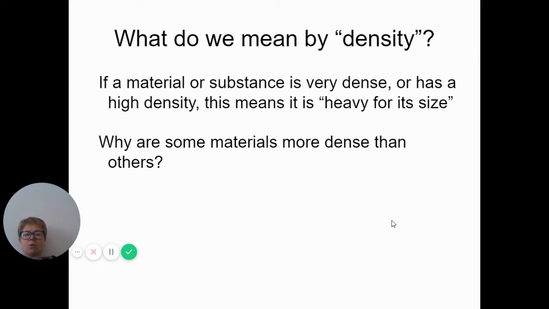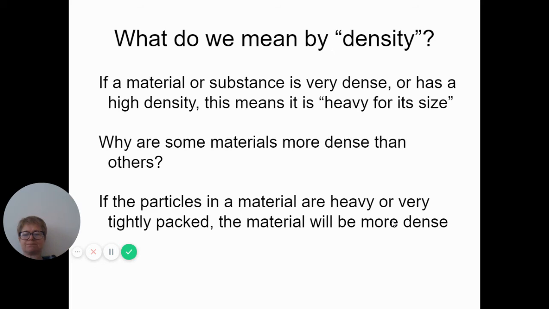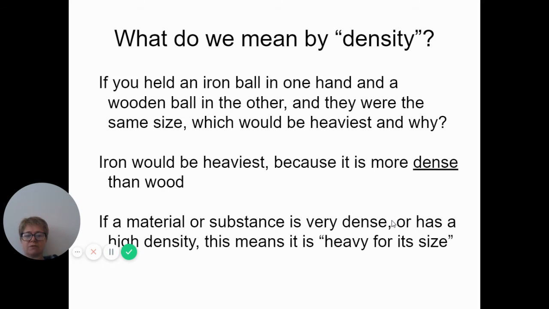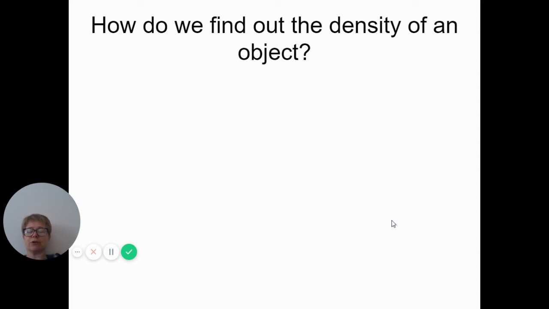And why is that? Why are some materials more dense? Well, if the particles in the material are heavier than particles in another material, or if the particles in one material are more tightly packed than the particles in another material, then that material is going to be more dense. So density is to do with either the mass of the particles inside a material or how tightly packed those particles are. I've talked through that, so I'm going to scroll through.